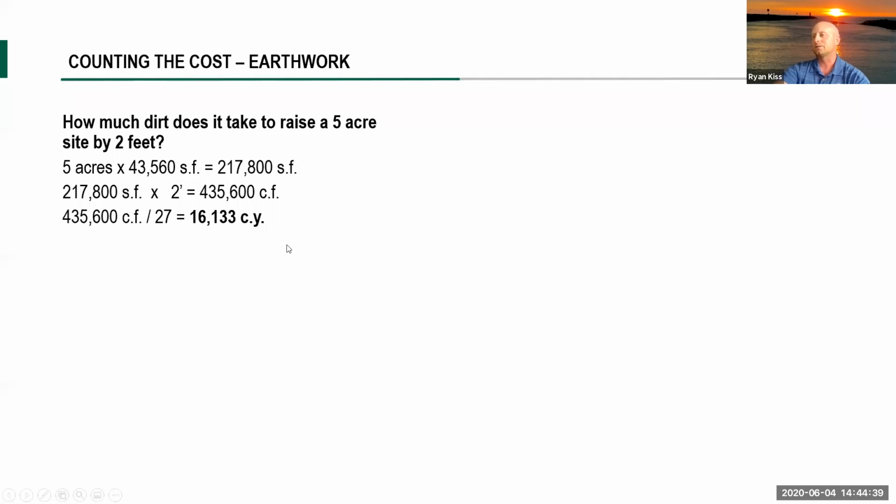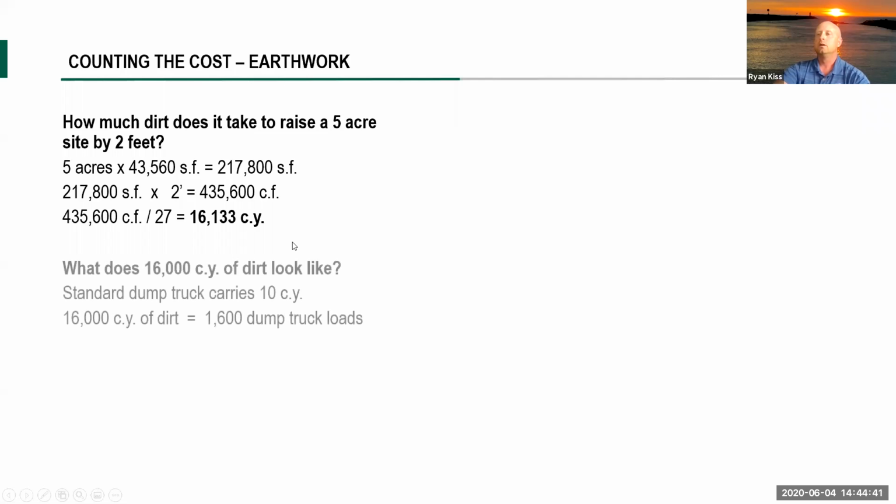Sometimes it's hard to wrap our head around what 16,000 cubic yards of material looks like. So what is that? Let's try to picture it a little bit better. A standard dump truck load that's packed full carries about 10 cubic yards. So if you're talking about having to raise your site up by this much, you're going to have 16,000 cubic yards of dirt. You're talking about 1,600 dump truck loads coming into your site. So now all of a sudden it starts to click as to why this is such a big deal. Why is there so much expense there?